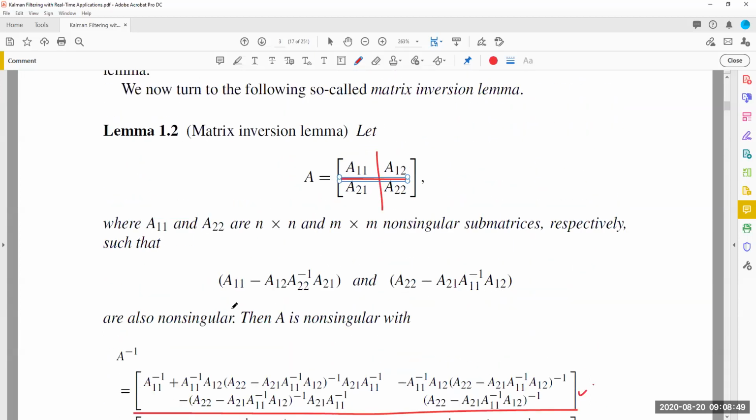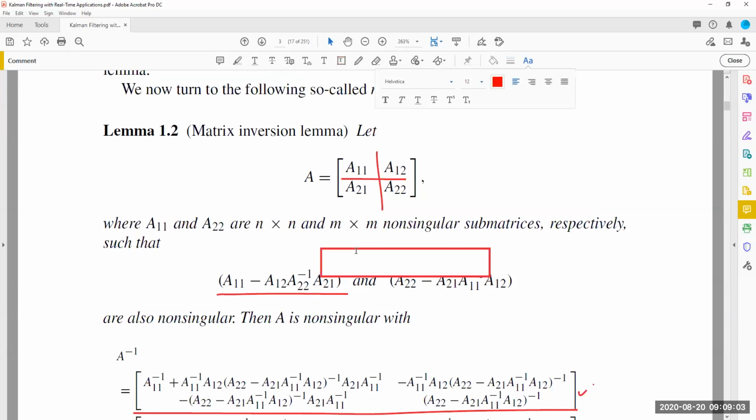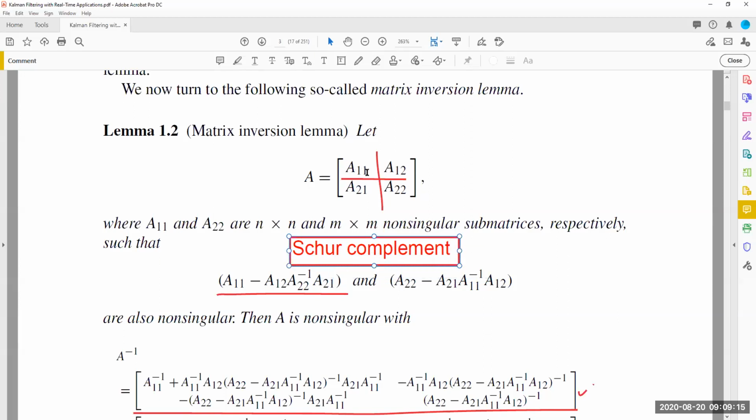Then something I want to mention is here. This one is usually called the Schur complement. Okay? If I write the text here. So this is called the Schur complement. So if A11 and A22 are non-singular submatrices, okay? They are Schur complements. They are very useful matrices.